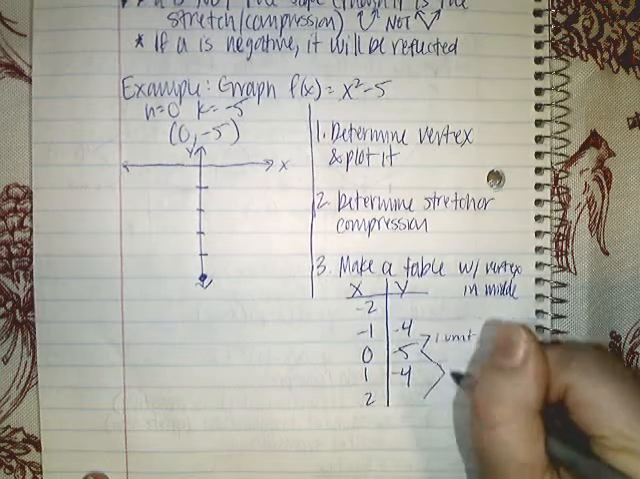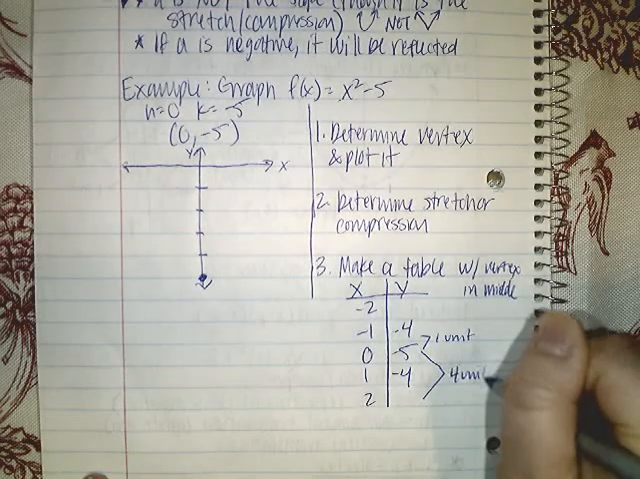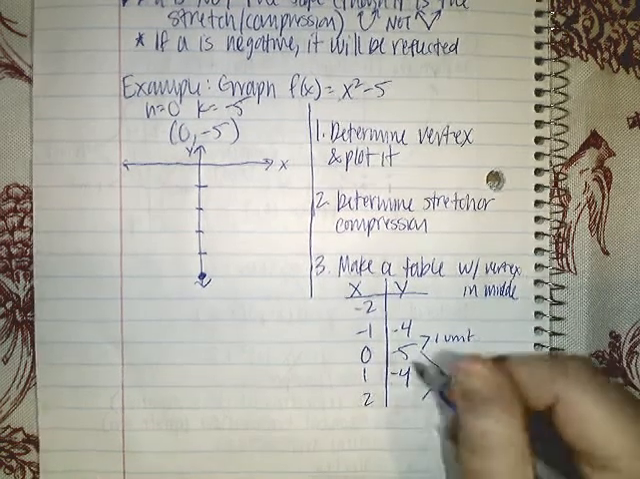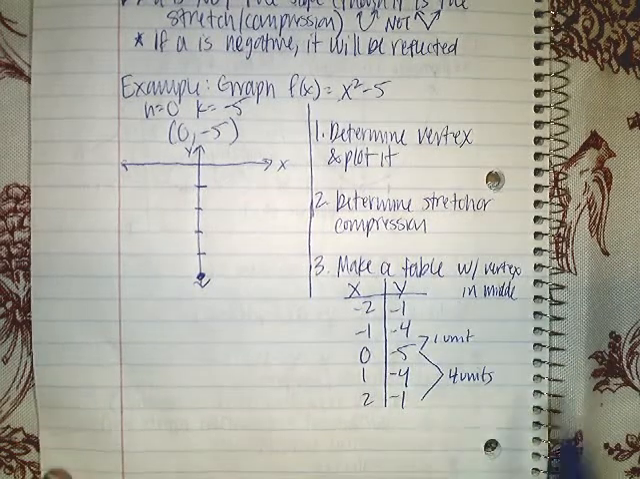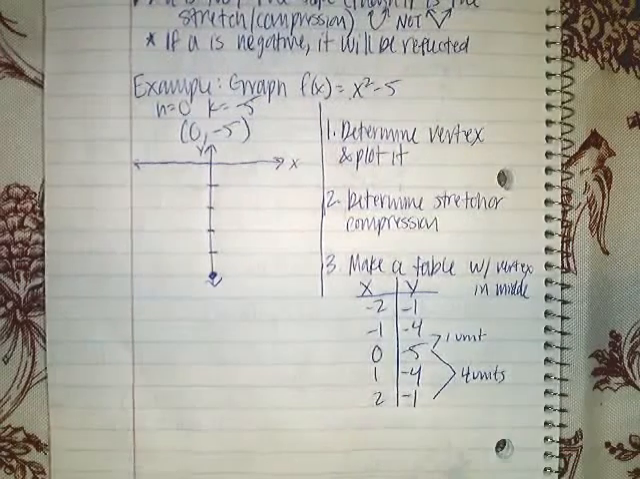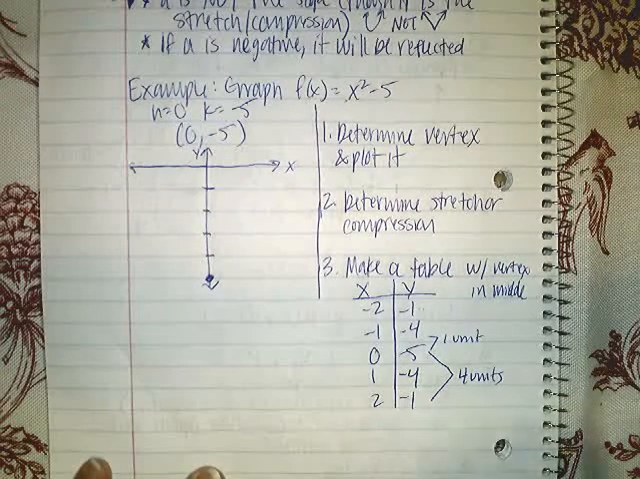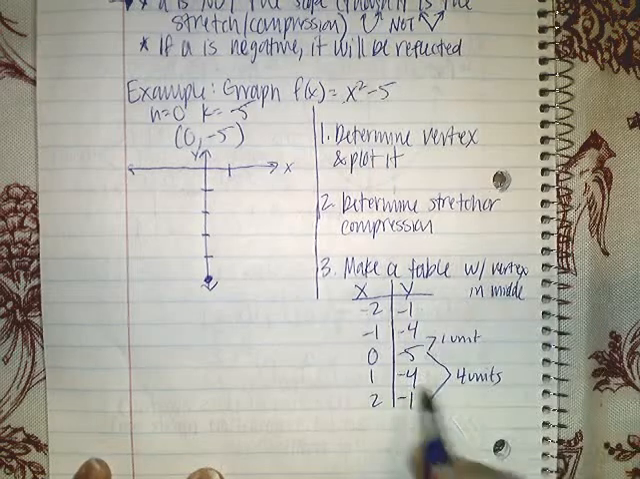If I'm going 4 units, because 2 squared is 4, it's going to be -1. Because 4 units from -5 is -1, it's moving up because it's not reflected. So I'm just moving 4 units up. So I'm going to go plot these points now.